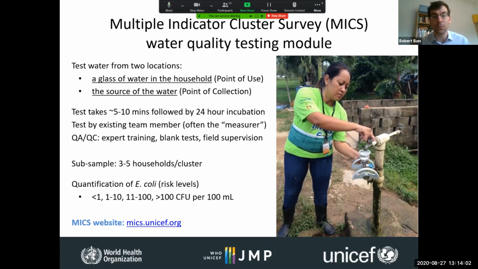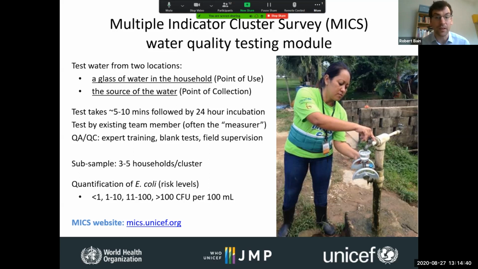So a glass of water from within the household, so that you know the quality of the water people are drinking. And then you go to the source of that glass of drinking water to test the water source. So that might be collecting a sample from a borehole or directly from a household tap. What we do is train a member of the existing team, which is often the measurer, so somebody who's responsible for anthropometry, which is measuring children's height and weight, who also then does the water quality test. So it's not a new person added to the team, it's somebody who is already part of the MICS team.